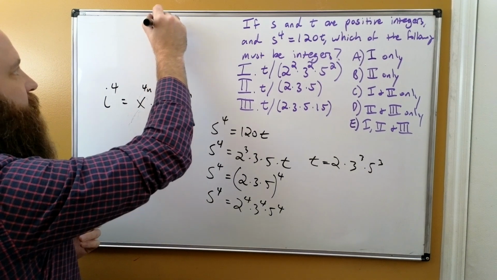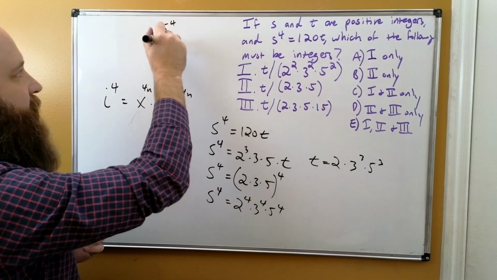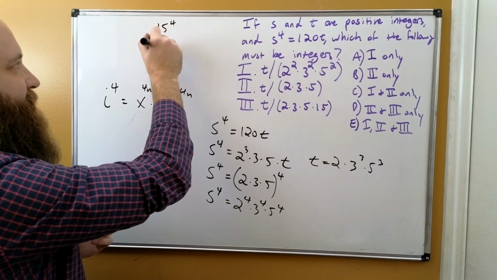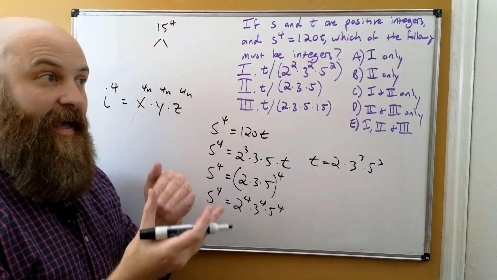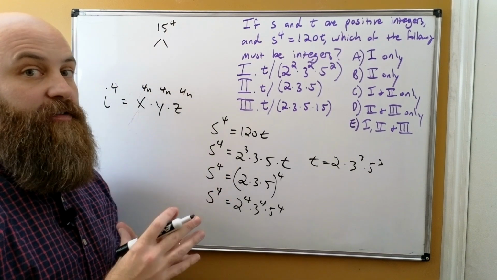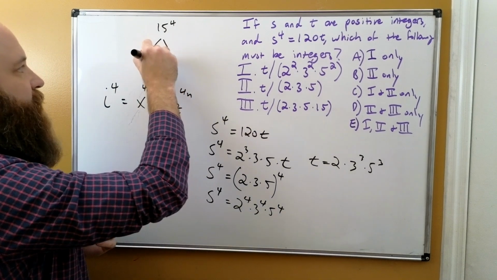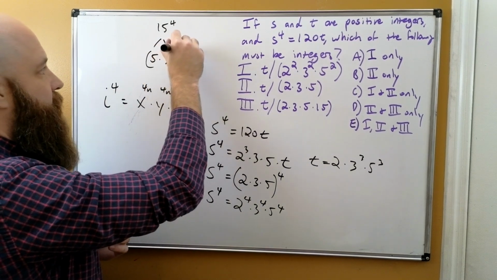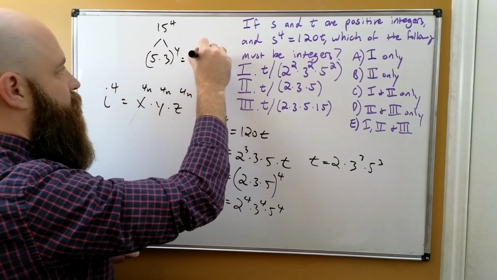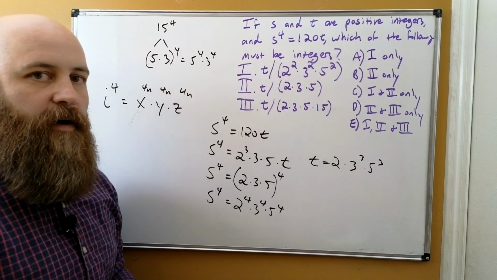Okay, now let's consider a concrete example to see, like, well, why does that make sense? Does it make sense that I could write 15 to the fourth power as a bunch of factors of 15, each of them individually raised to the fourth power? Yeah, that makes total sense, right? I could write 15 as 5 times 3, all raised to the fourth power. That's just 5 to the fourth power times 3 to the fourth power.